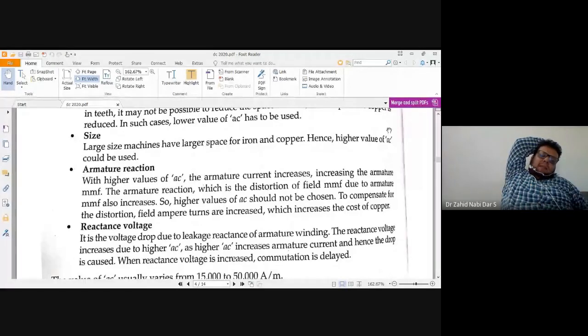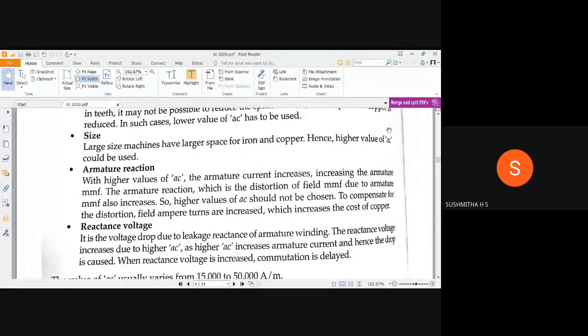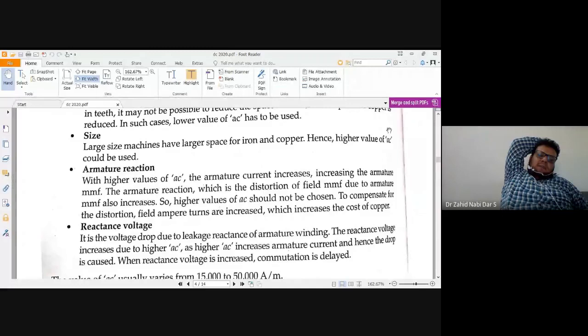Tell me what is armature reaction? Sushmita? Yes, sir. Tell me what is armature reaction? You have studied DC machines previously also, so you can tell what is armature reaction. In between also I have said many times what is armature reaction. You tell what is armature reaction. Can you tell?